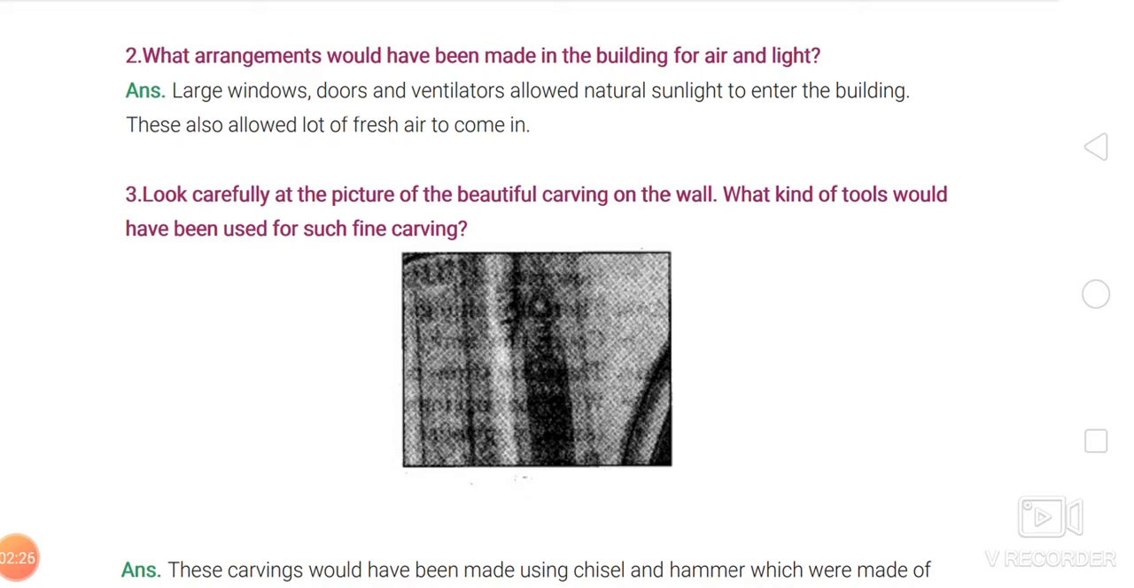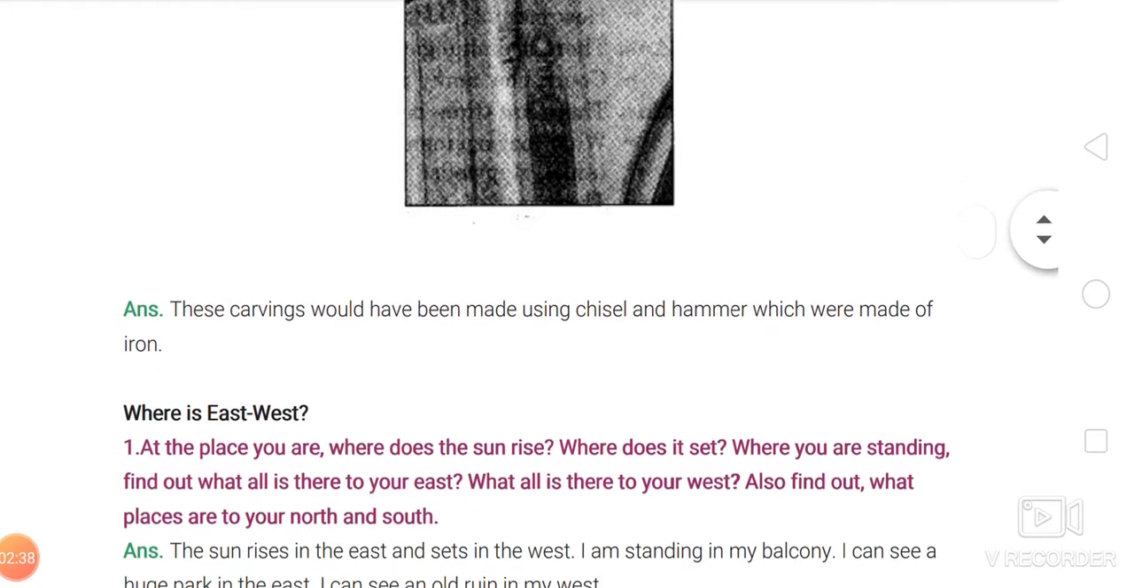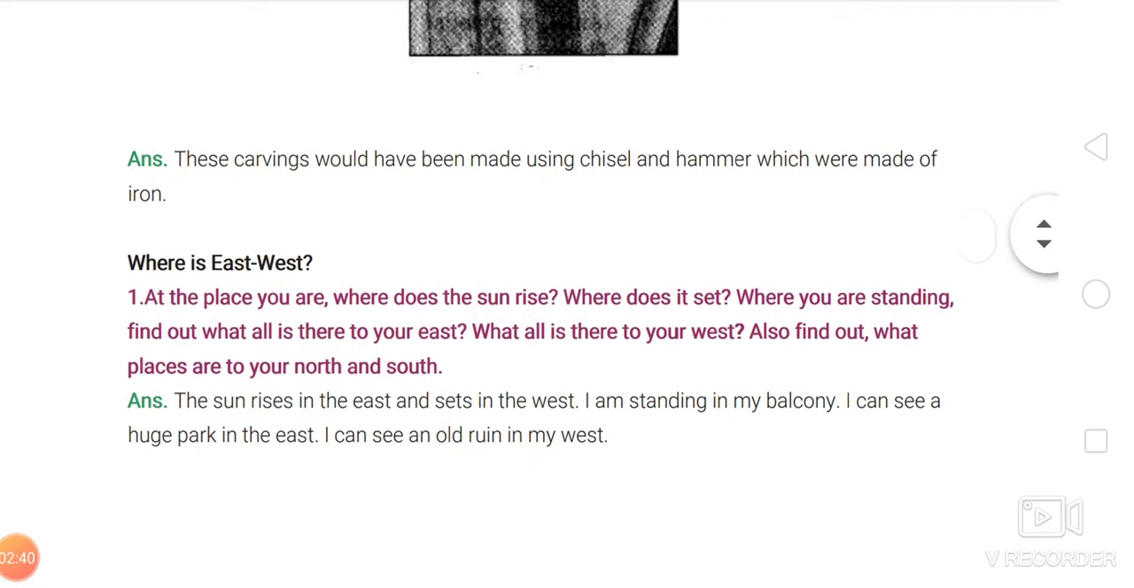Look carefully at the picture of the beautiful carving on the wall. What kind of tools would have been used for such fine carving? These carvings would have been made using chisel and hammer, which were made of iron.